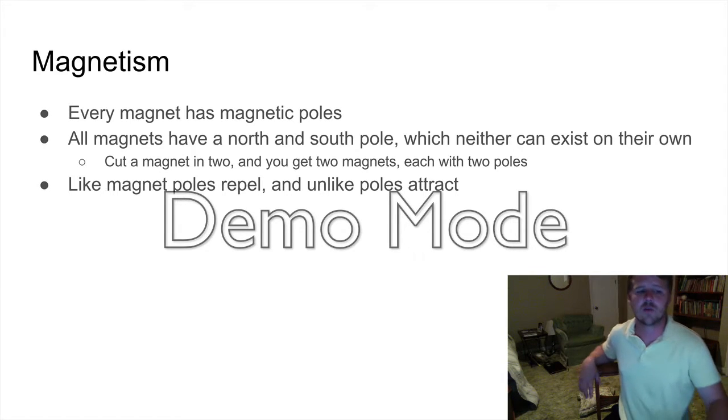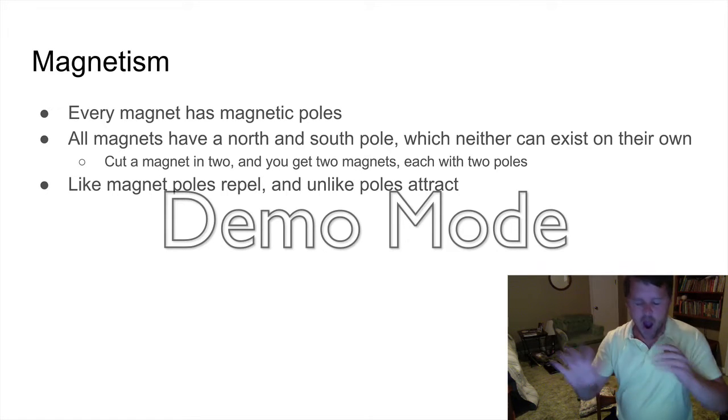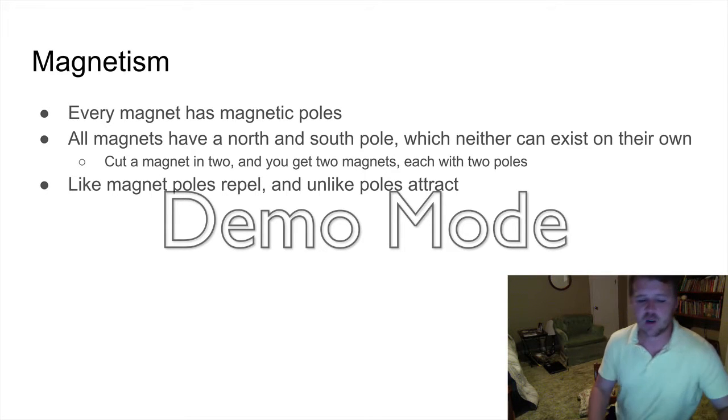Also remember that like magnet poles repel, and unlike poles attract. So two north poles put together are going to repel each other.